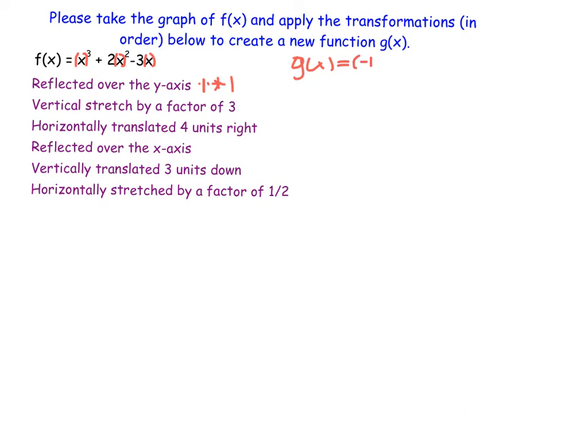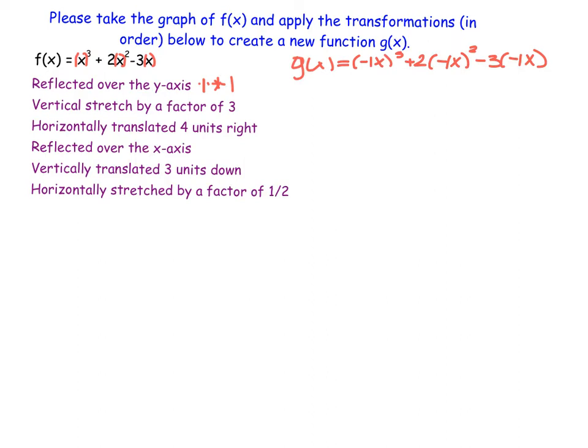So I have -1 times x, all cubed. Notice I'm adding that -1 inside of the parentheses with x, so the -1 will be cubed as well. And I have plus 2, and then I have -1x all squared, and then minus 3 times the -1x. So because I'm reflecting over the y-axis, I've multiplied the inside of the parentheses, where the x is, by -1.